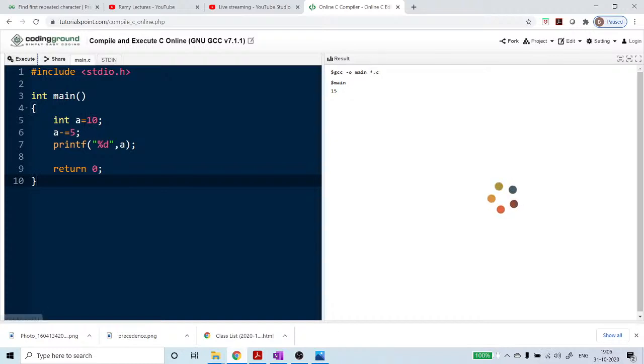I'm executing this. See the answer? 5. And if I have given multiplication, what should it give? So a star equal to 5. That means a equal to a star 5, and a star 5 will be performed and assigned to a. A is 10. Star means multiplication, 10 multiplied by 5. So that is 50. 50 is assigned to a.